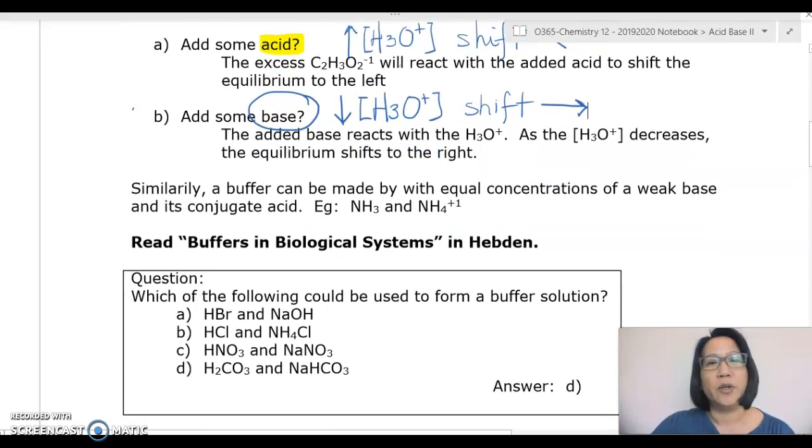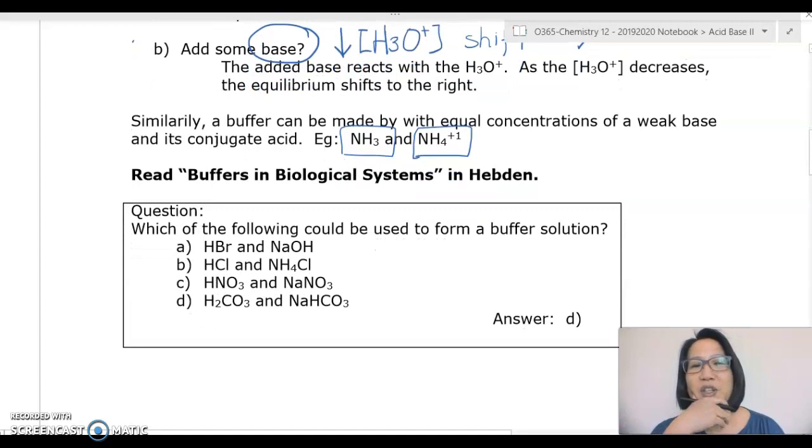So this little blurb down here, just a reminder that similarly we can make a basic buffer. A basic buffer can be made by a weak base like ammonia, and then its conjugate acid, ammonium. Again, we would have those two concentrations approximately equal, like say 1 molar concentration, and that would be sufficient to form a buffering system.